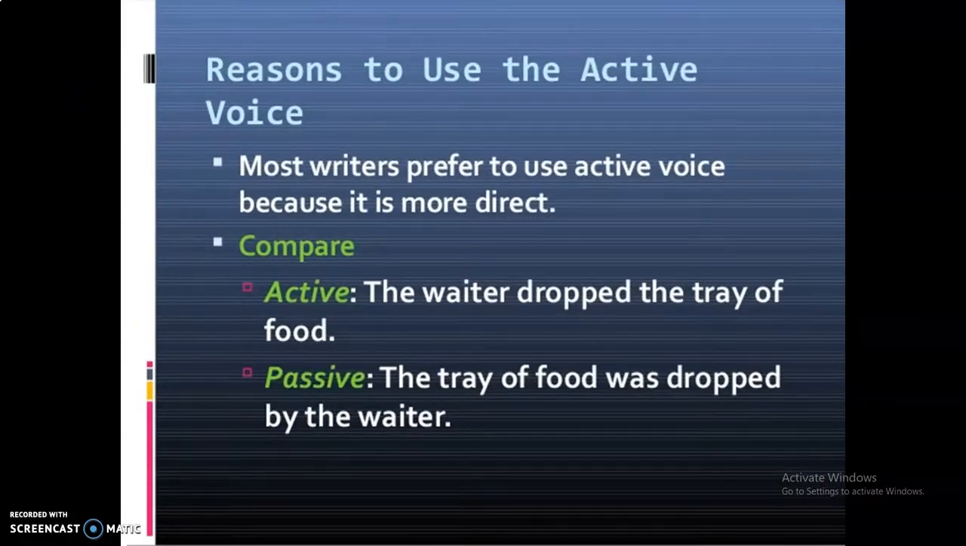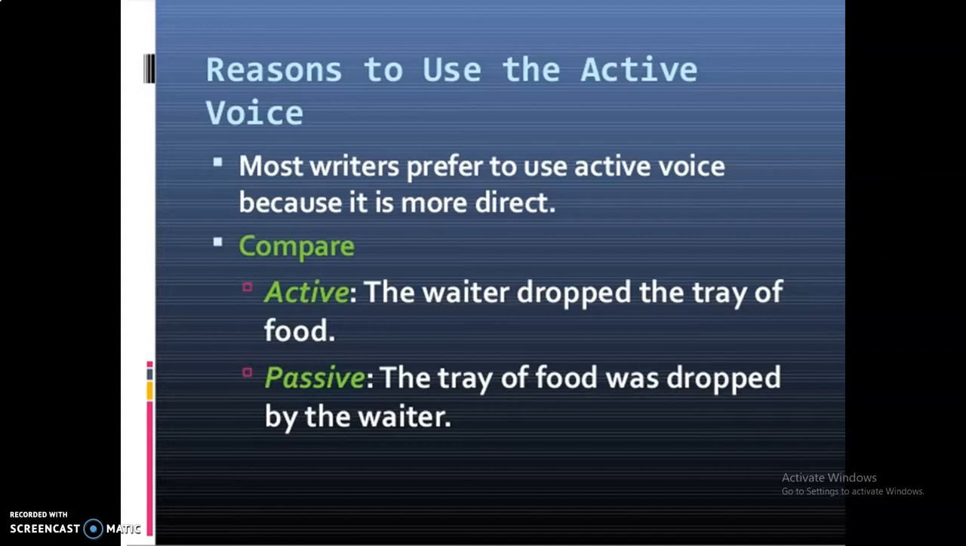So now, reasons to use the active voice. When you use the active voice in sentences, what is the reason? Most writers prefer to use active voice because it's more direct. So why do writers choose active voice in sentences? Because for all the messages we want to say to others, active voice is very easy. In passive, understanding may be very difficult or indirect. So they choose active voice.